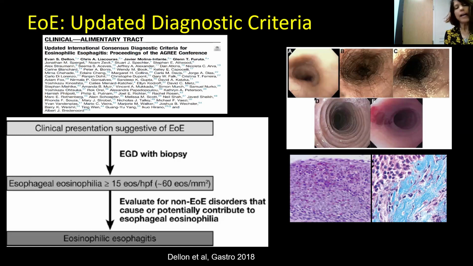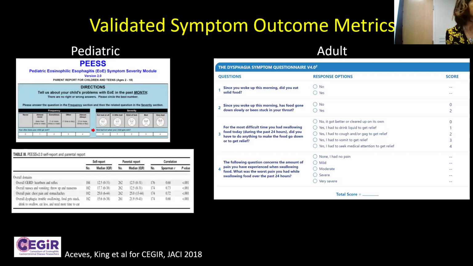Panel A has a normal appearing esophagus with normal vascular markings, whereas B and C have a furrowed pale esophagus with white plaques that are actually sheets of eosinophils under the microscope, fixed concentric rings, and ultimately strictures with a friable esophagus. It's really easy to tear. Once you get that endoscopy with biopsy, you have to have at least 15 eosinophils per high power field to make the diagnosis. That's at any level, and you want multiple biopsies from multiple levels. Once you've ruled out a secondary cause, you can diagnose the person with EoE.